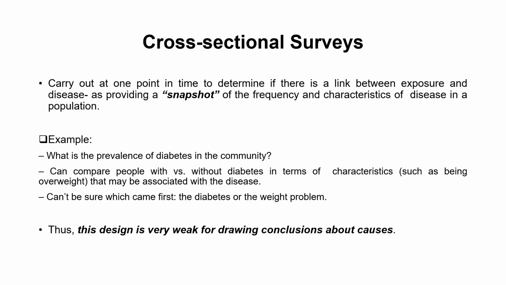The cross-sectional survey, which is the first type of observational study, is carried out at one point in time in order to determine a link between an exposure and disease, providing a snapshot of the frequency and characteristics of disease in a population. For example, what is the prevalence of diabetes in the community? Can we compare people with or without diabetes in terms of their characteristics, for example weight and blood pressure, and can we connect these characteristics to diabetes? However, the problem is that you cannot be sure which comes first, the diabetes or the characteristic, like the weight problem. So this design is very weak for drawing conclusions about causes.